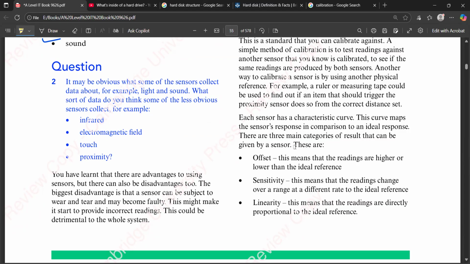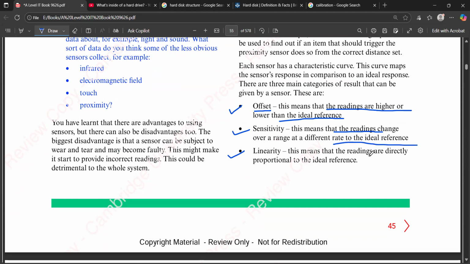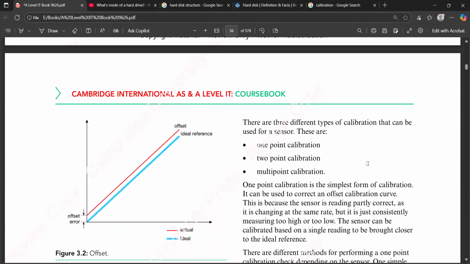There are three main categories of results that can be given by a sensor: the first is known as offset, the second is sensitivity, and the third is linearity. Offset means that the readings are higher or lower than the ideal reference. Sensitivity means that readings change over a range at a different rate to the ideal reference. Linearity means that readings are directly proportional to the ideal references. This is the concept of offset.